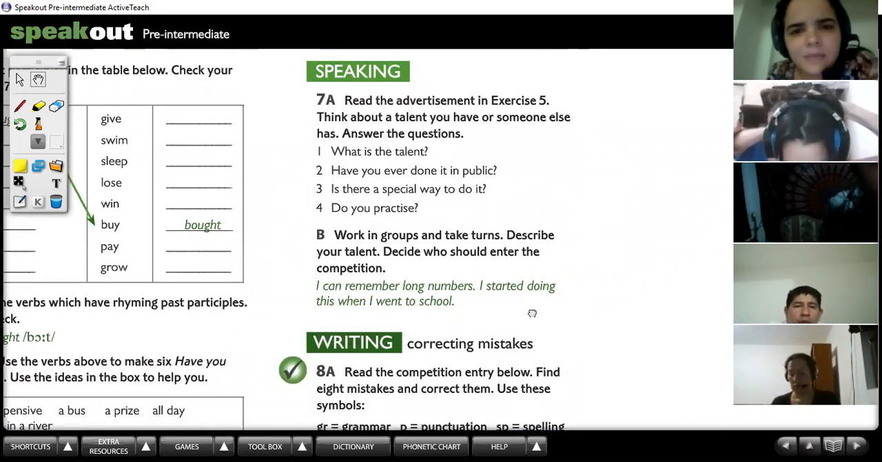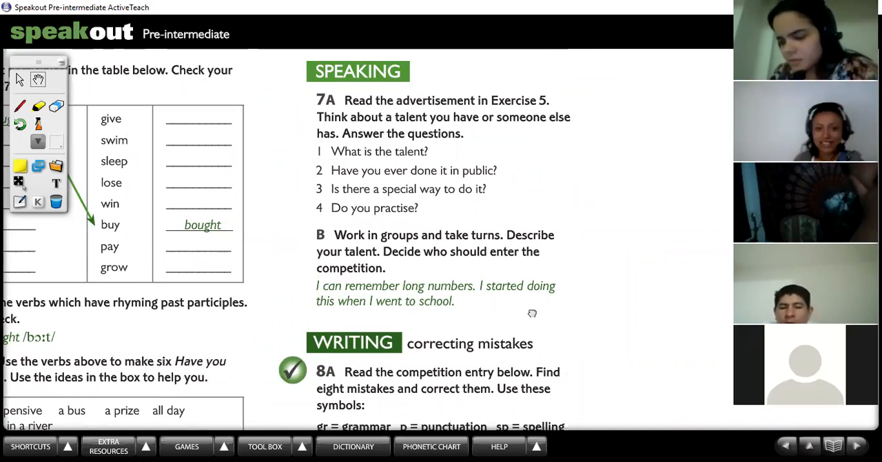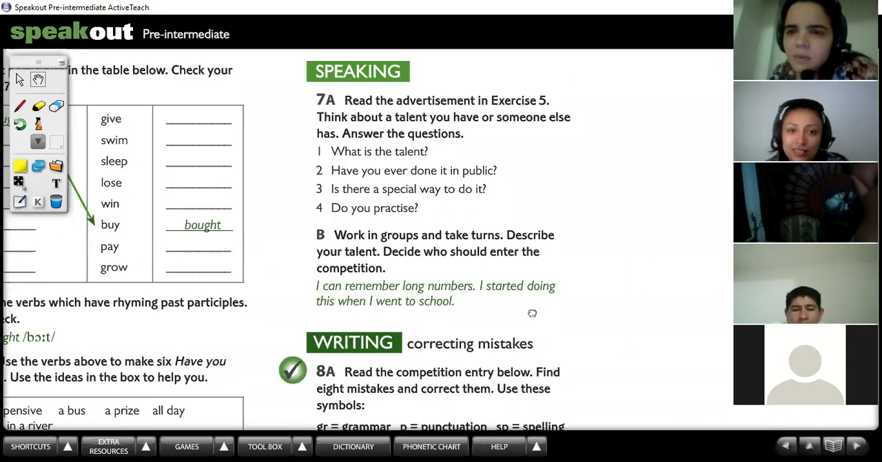Think about a talent you have or someone else has, and tell about your talent in 75 words. Answer the questions. What is the talent? Have you ever done it in public? Is there a special way to do it? And do you practice? But I don't want you to say, my talent is singing. I have never done it in public. There is no special way to do it, and I don't practice. It's not just answering the questions, it's describing, okay?